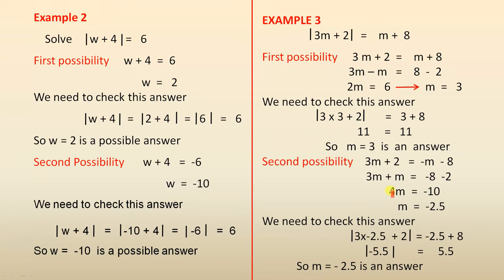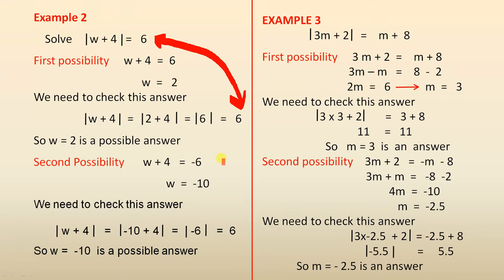Example 2. Solve the absolute value of w plus 4 equals 6. So our first possibility, w plus 4 can equal 6, which gives us that w can equal 2. So let's check this answer. The absolute value of w plus 4 is the same as the absolute value of 2 plus 4, the absolute value of 6, which is 6. And that's the same as the original answer. So w equals 2 is a possible answer.